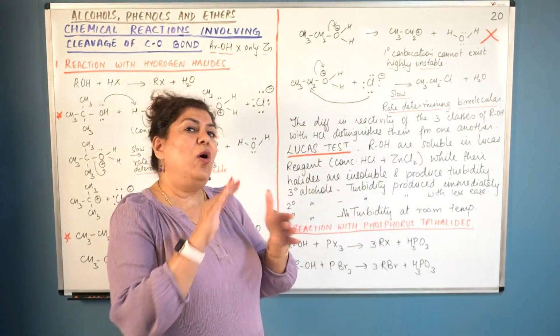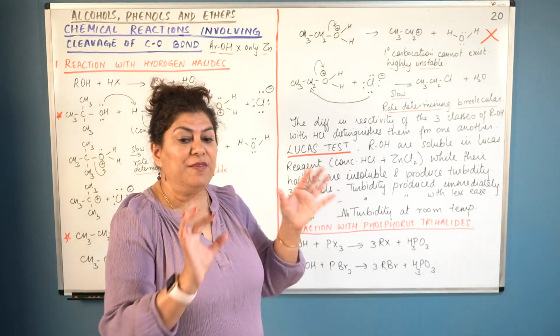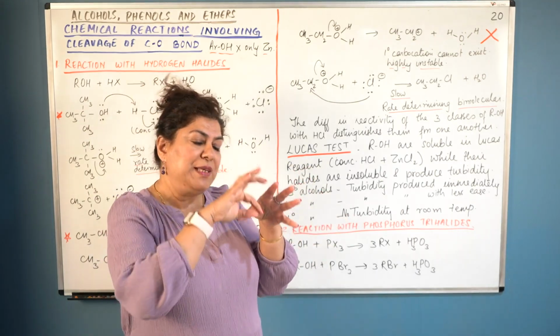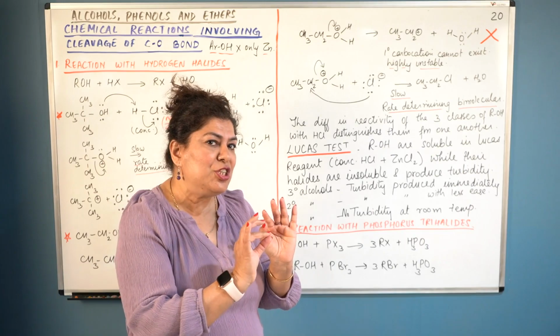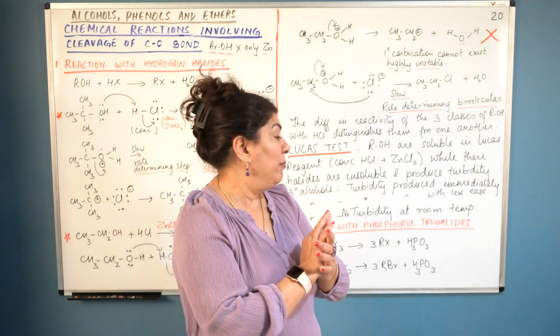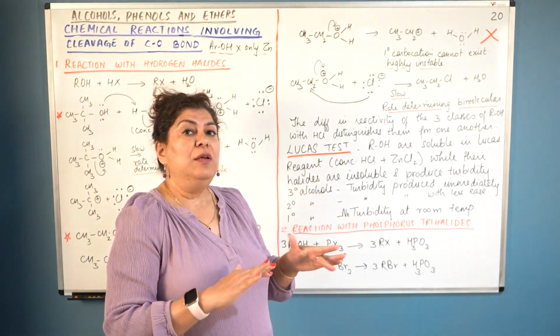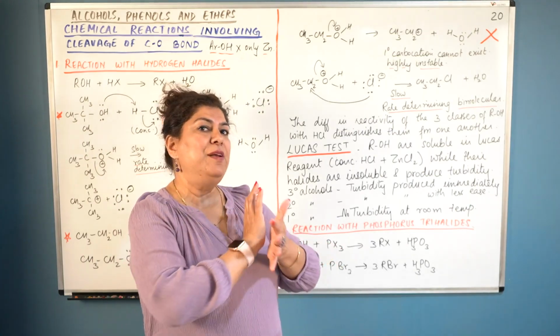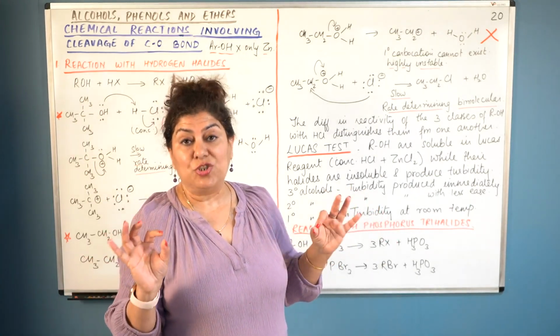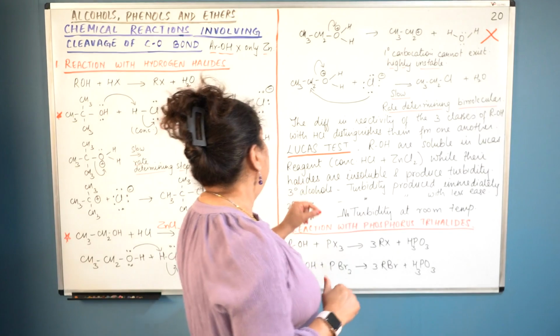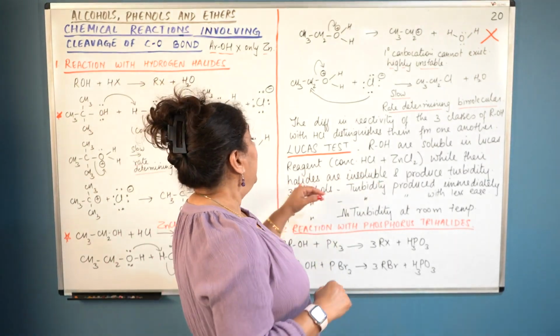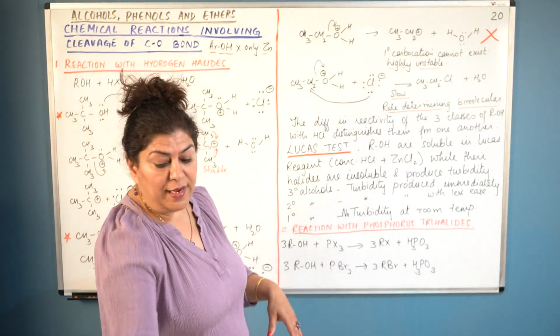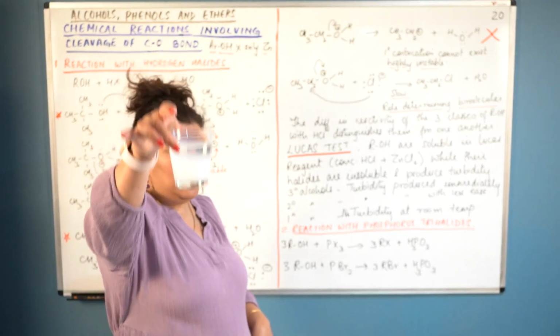A secondary alcohol will take slightly longer. The turbidity will be produced, but you will mix them and then you'll wait a little and you'll see turbidity slowly being formed. But a primary alcohol, you'll keep waiting and still there will be no turbidity. It is such a slow reaction. So we say that their halides are insoluble, and since they are insoluble, they will produce the turbidity.